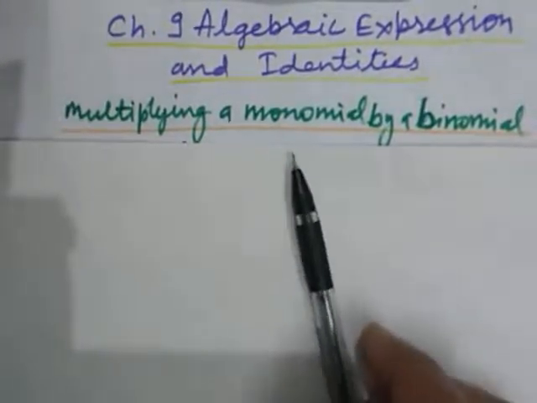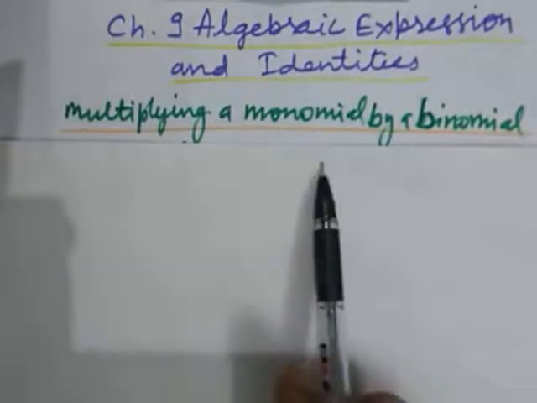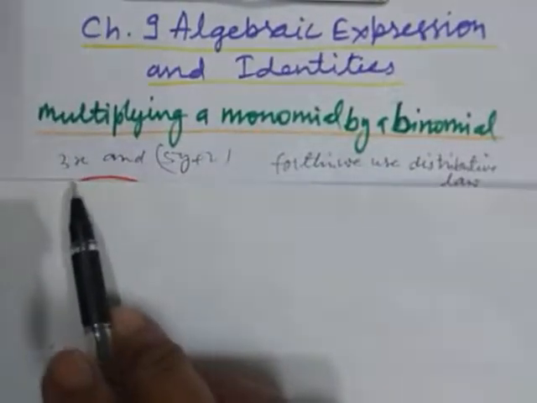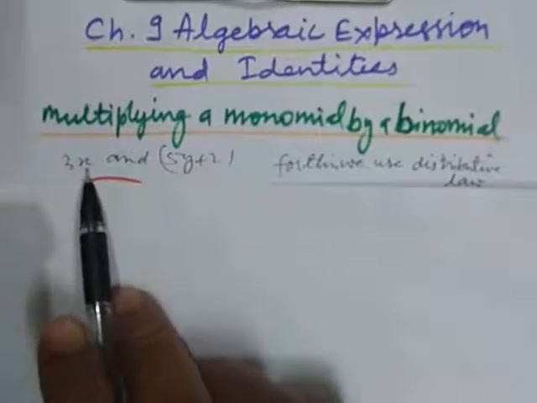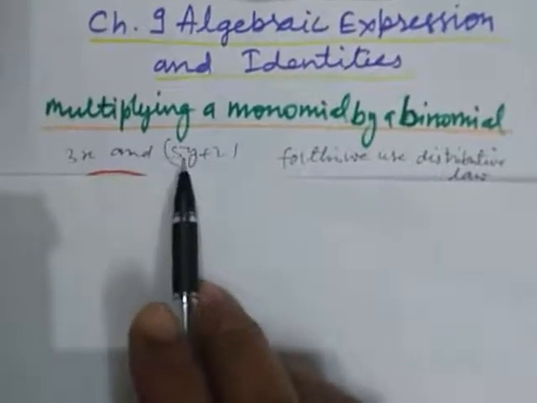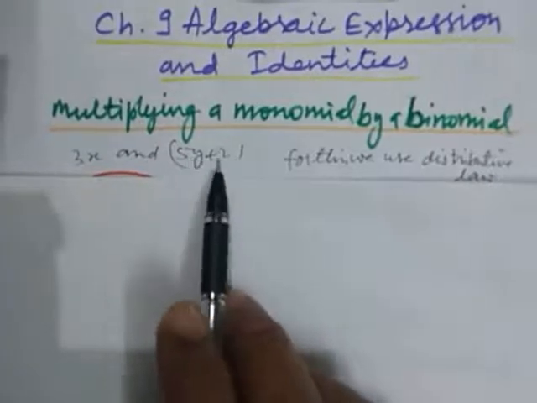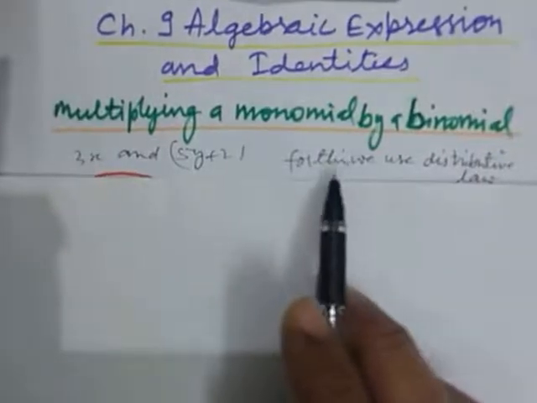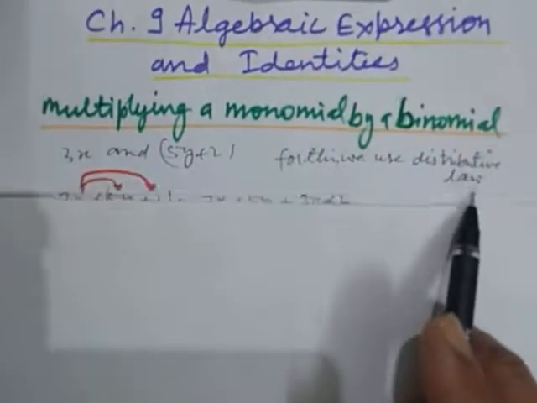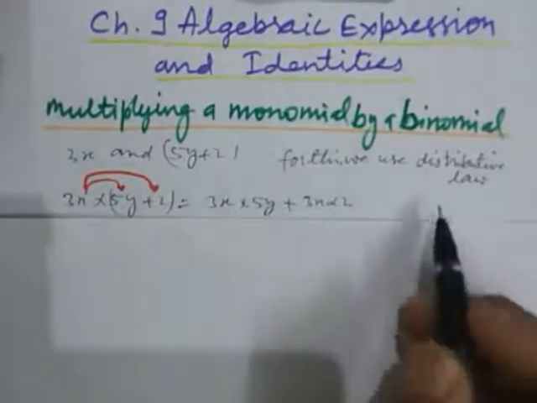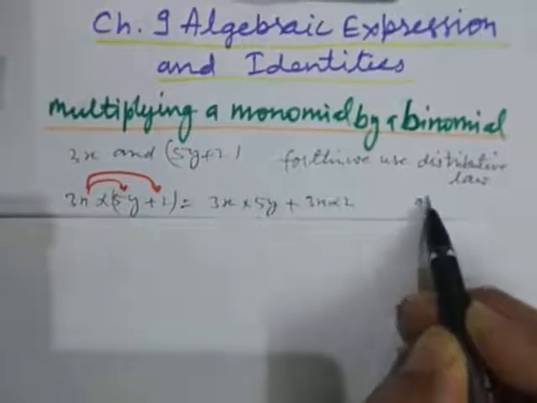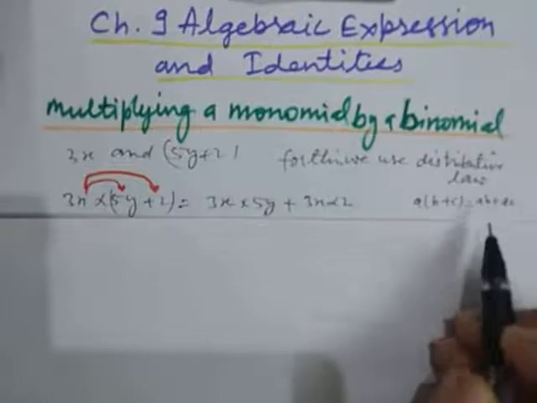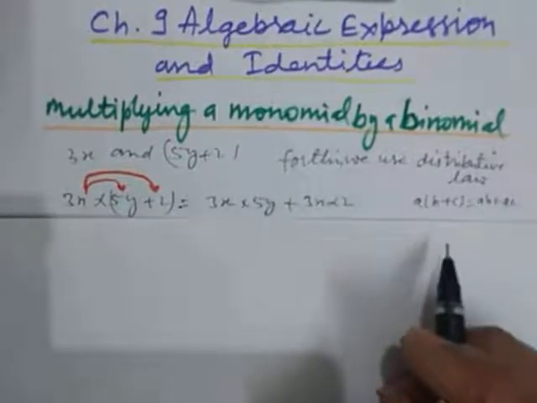So now we start multiplying a monomial by a binomial. Here, now we consider a monomial 3x and a binomial 5y plus 2. Here there are two terms, so this is a binomial, here is one term, so this is a monomial. For this we use the distributive law. Why? We know that a into (b plus c) equals ab plus ac. This is the law of distributivity, okay?